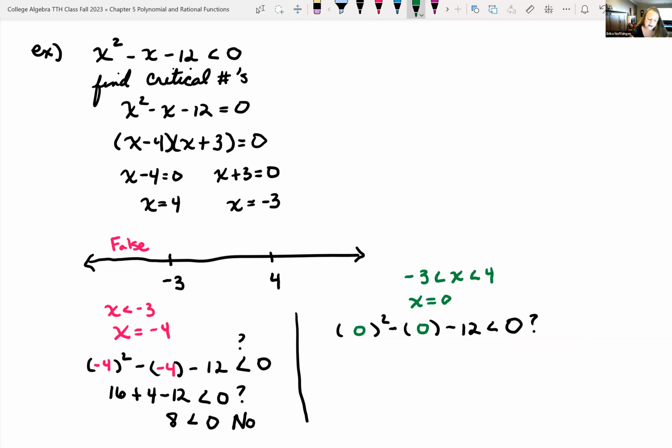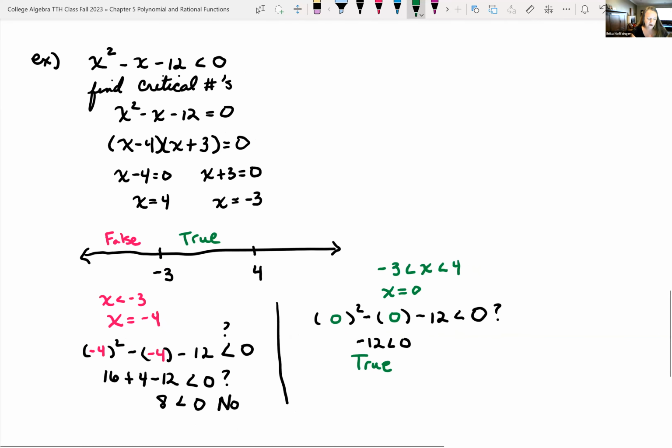So 0 squared minus 0 minus 12, is that less than 0? Well, yeah, -12 is less than 0. So this is a true statement. So that tells me that any number in between -3 and 4 is going to work and be part of my solution set. And then lastly, you're going to choose something that is bigger than 4.